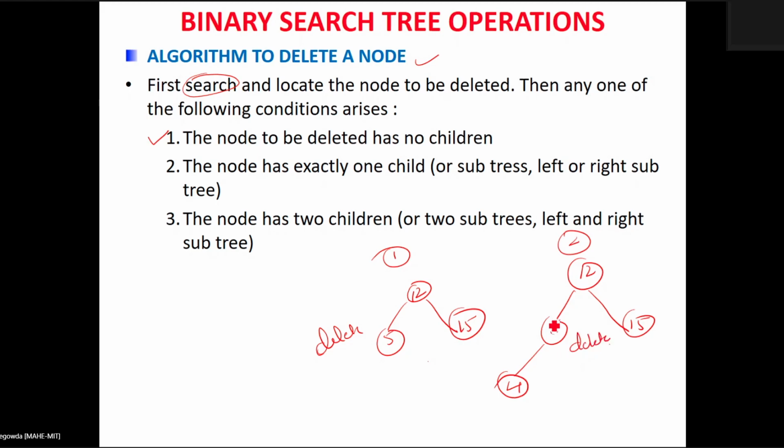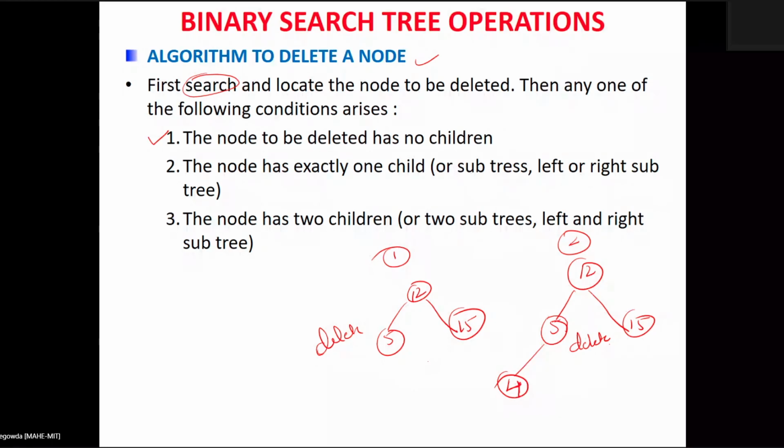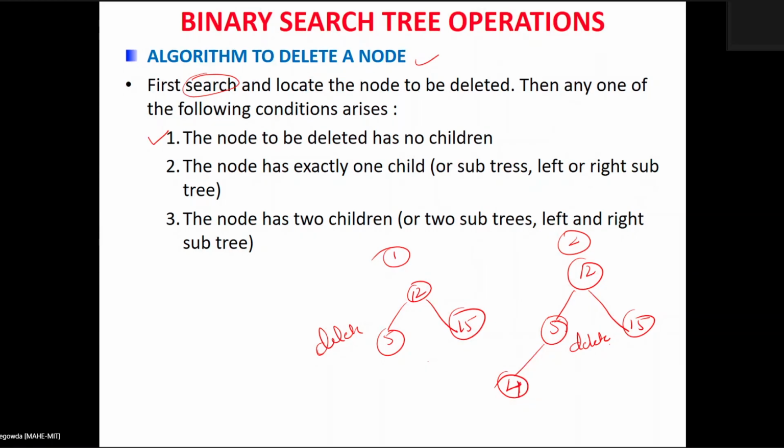When you want to delete the node with the value 5, it has a left child here. So if it has only one child, how are you going to delete this node 5? When you delete any node from the existing binary search tree, after deletion the resultant tree should still satisfy the properties of the BST, that is the binary search tree. This is the second case.